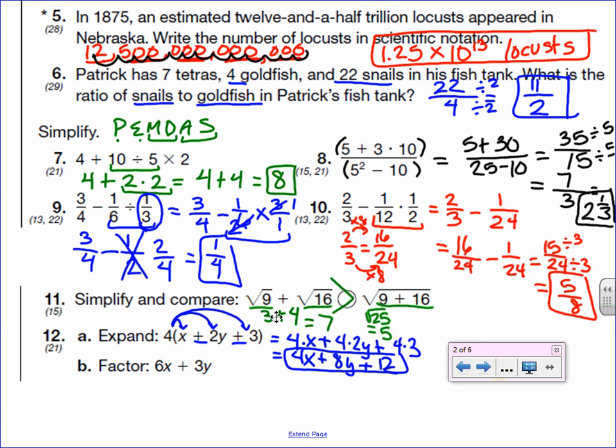To factor, we're starting with something like this and trying to get to something like this. So I look and I say, okay, what common factor do both 6 and 3 have? And they both have a factor of 3. So if I pull that out, it looks like 3 times 2x plus 3 times y. And this 3 is like the 4 that was out front of each one of these. So I can pull it and put it outside the parentheses. And I get 3, and then what's left over is 2x plus y.